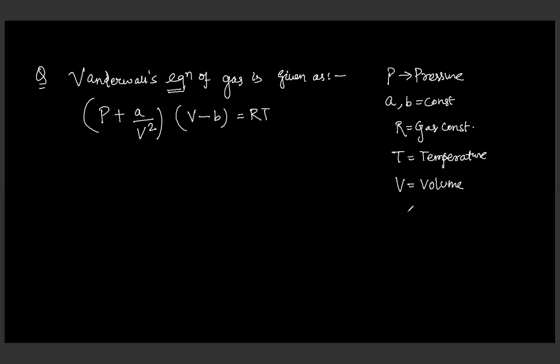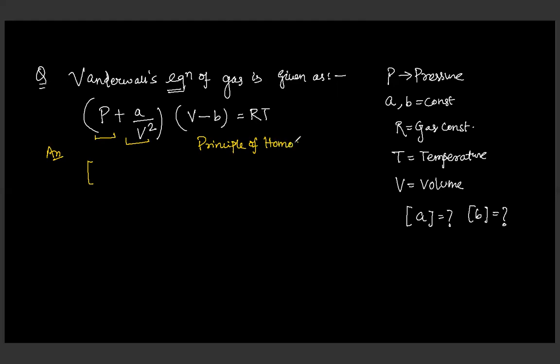Question is that we are required to find out the dimension of A and the dimension of B, because other things' dimensions we can easily find out. Right. So let's find it out. What is the dimension of A and B? If I'm going to write down the principle of homogeneity, can you see that pressure is added with A by V square. So the dimension of pressure must be equal to the dimension of A by V square. So I'm going to use principle of homogeneity.